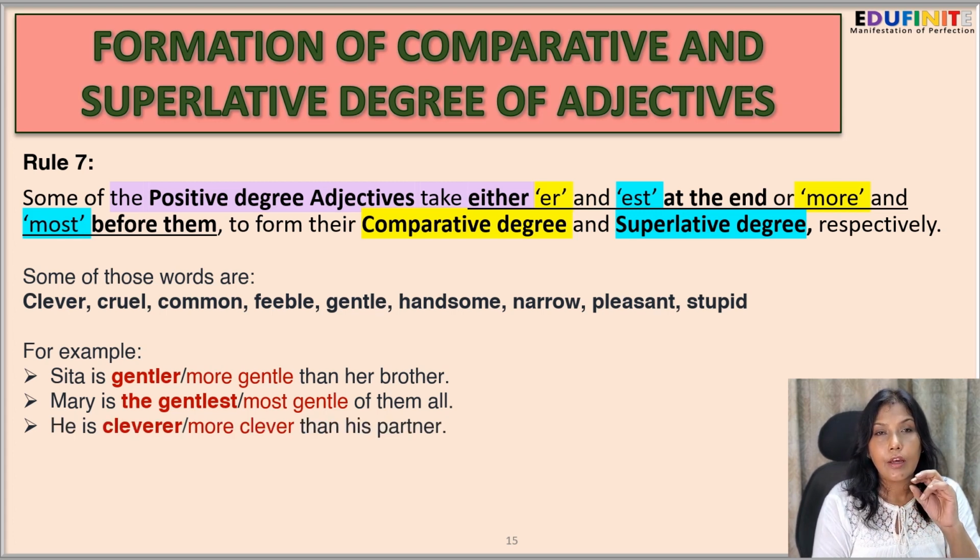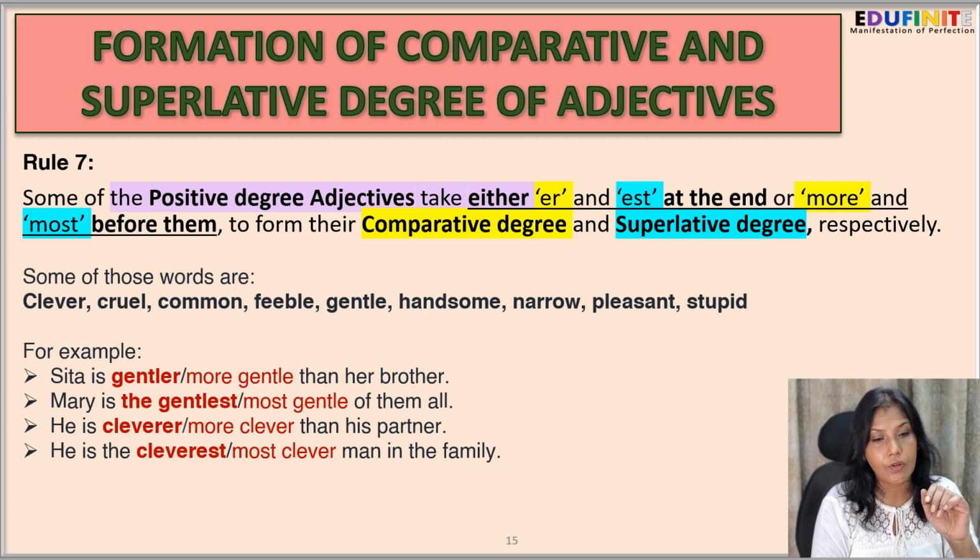Next, for the word clever, he is cleverer than his partner. So we are adding er to it at its end. So this is becoming comparative. Again, we can make it comparative that way also by adding more to it. So he is more clever than his partner. So that is also correct. Next, the superlative degree. He is the cleverest man in the family. So we are adding est at its end. Now, we can also say the other way around. He is the most clever man in his family. So that is also correct.